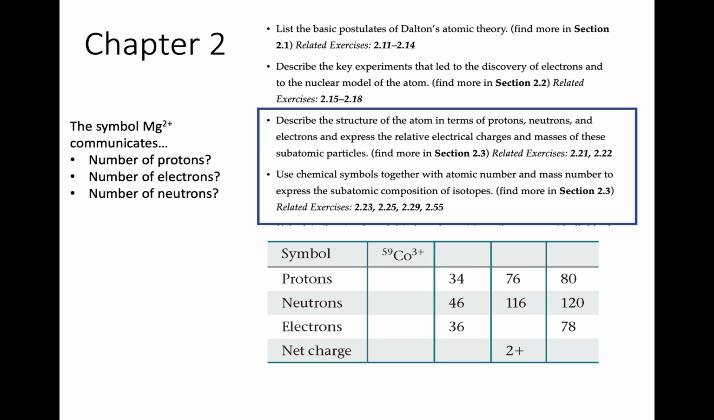The next skill is something that even though we haven't been using it throughout, I think you'll do quite well on. And those are the symbols that we used to describe both neutral atoms and ions. We see here Mg2+. Does that communicate the number of protons? How about the number of electrons? How about the number of neutrons? What information is within that symbol? I think you'll do well on a question like that.